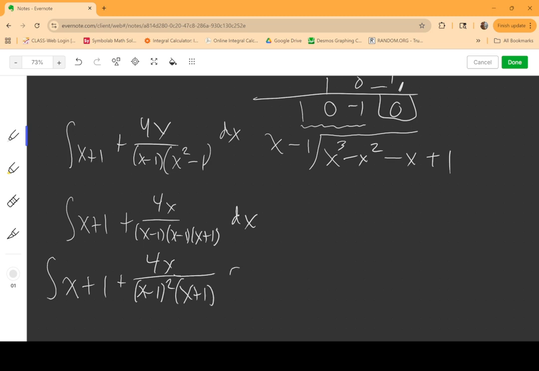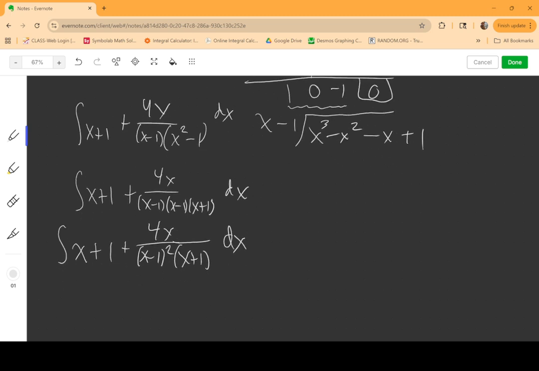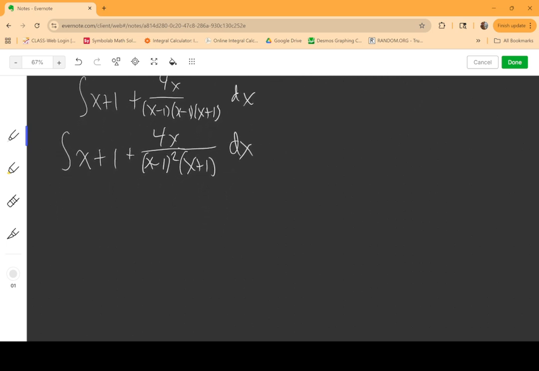Okay. All right. It took us a minute, but we are here, right? We're able to have it fully factored, and we see that we have a repeating term. We have one non-repeating term, the x plus 1, and one repeating term, that x minus 1. So now, from here, I'm going to go ahead and try to do the partial fraction decomposition.